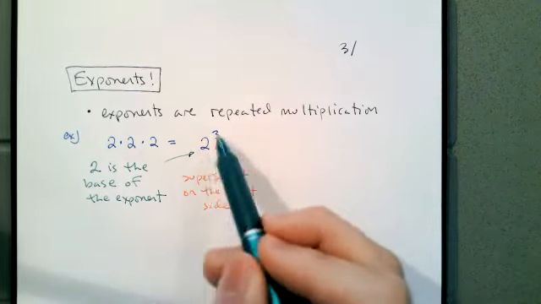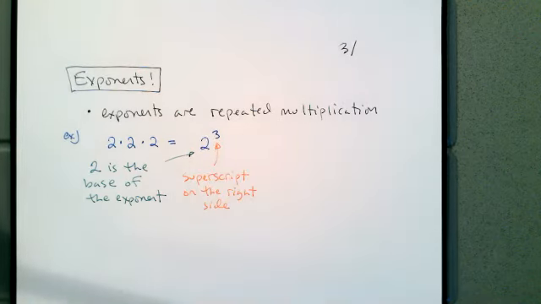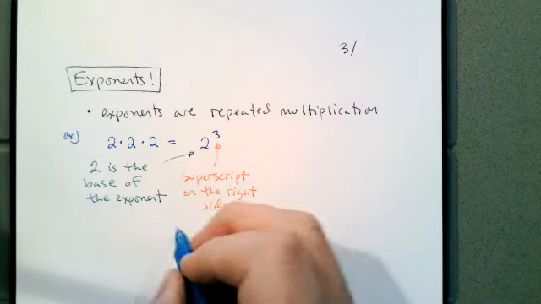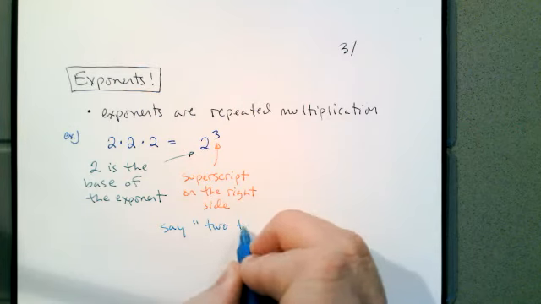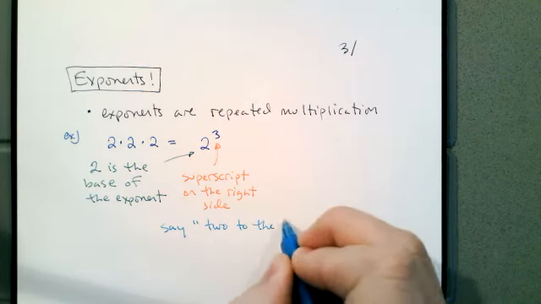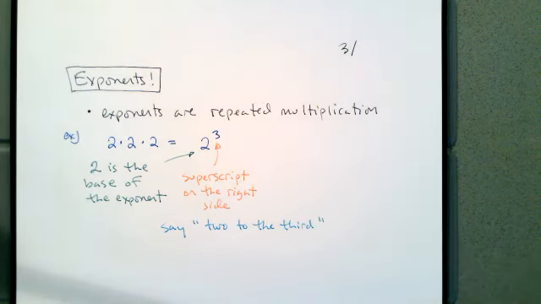The way we read this expression is to say 2 to the third. We say the base as a number, then we say the words to the, and then we say the exponent as an ordinal. So like first, second, third, fourth, fifth, and so on. So the way we pronounce that is to say 2 to the third.